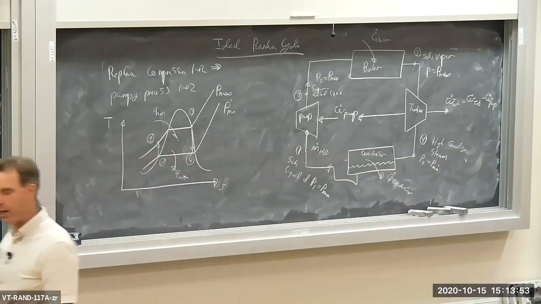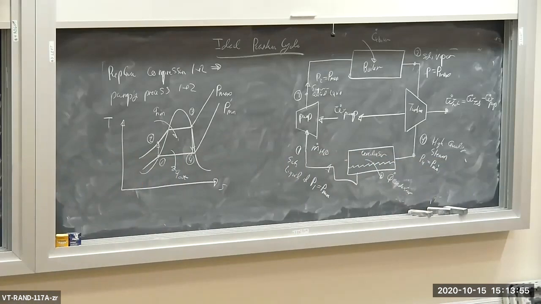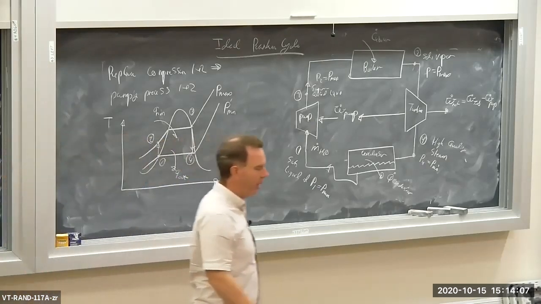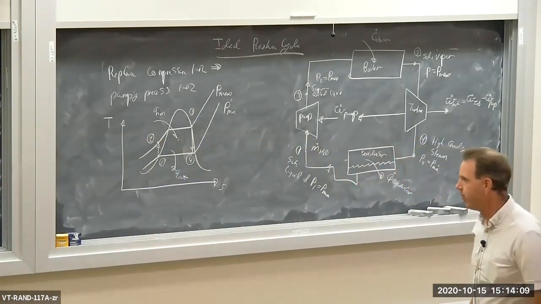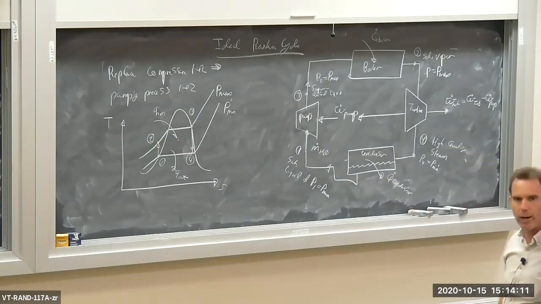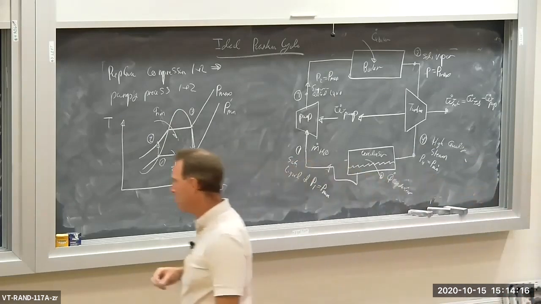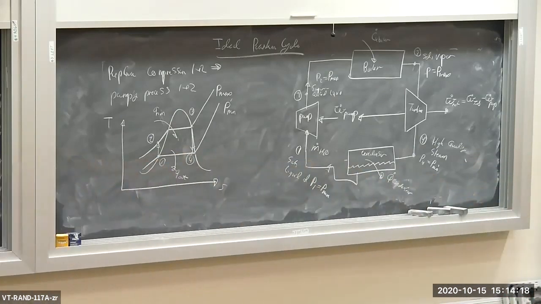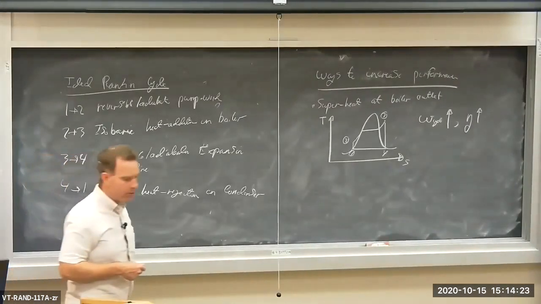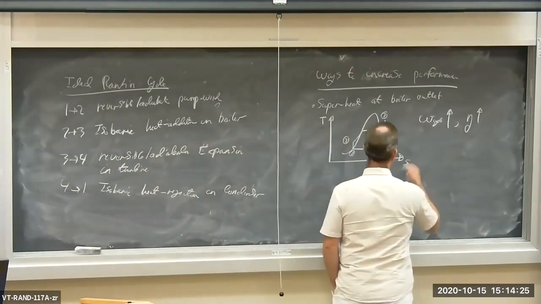Tends to increase the cycle work. It can also, depending on the situation, increase the efficiency as well. So cycle-specific work and efficiency also go up, okay? So that's an obvious way to increase the performance of the ideal Rankine cycle. So efficiency goes up, specific work goes up.